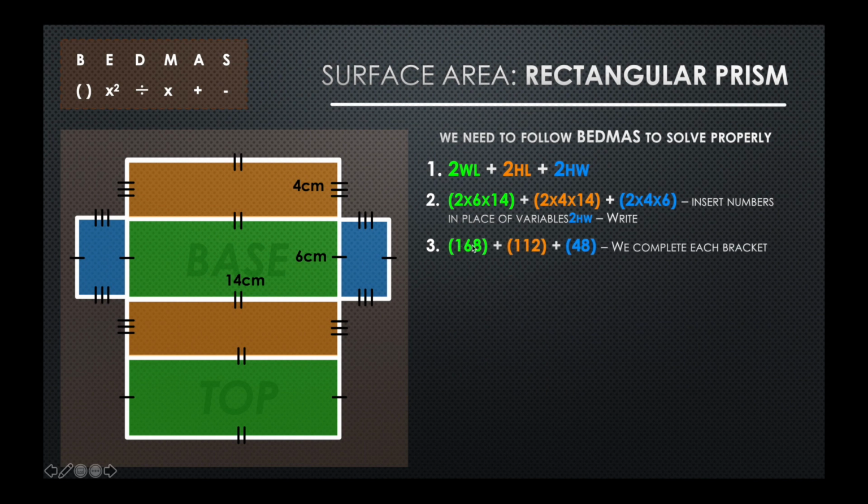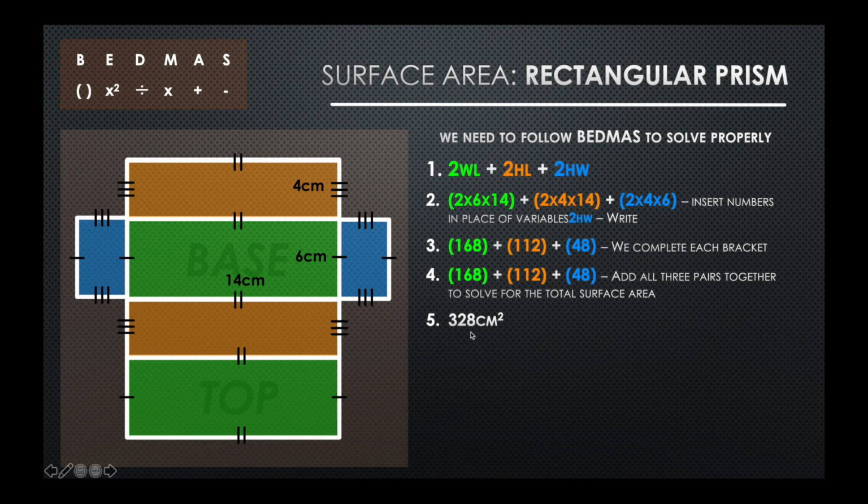So 2 times 6 times 14 is 168. 2 times 4 times 14 is 112. 2 times 4 times 6 is 48. So we complete each bracket. And lastly, we add them all up. Usually I'm a fan of doing these step by step. You can certainly do that. You could do one line where it's just 168 plus 112, and then your next line is that answer plus 48. For me, I just put them all in for the sake of simplifying it for this video. So if we add them all together, we're left with 328 centimeters squared.